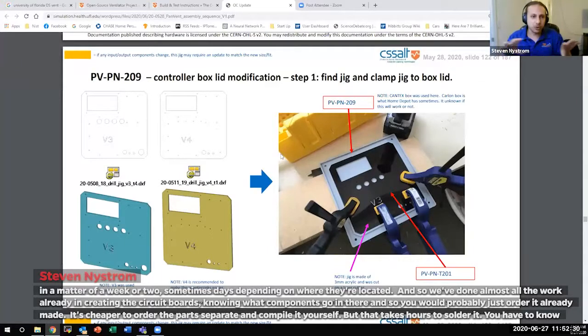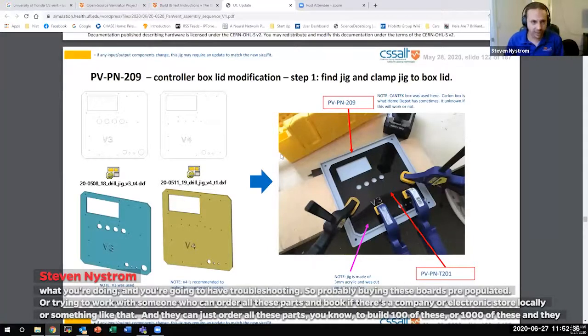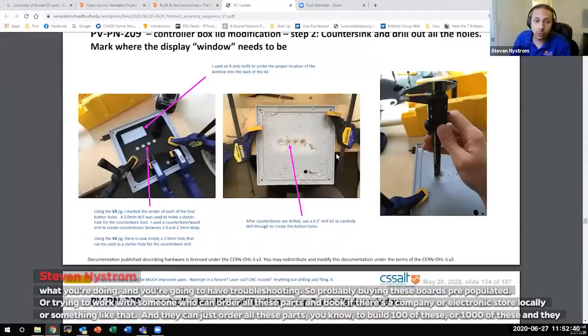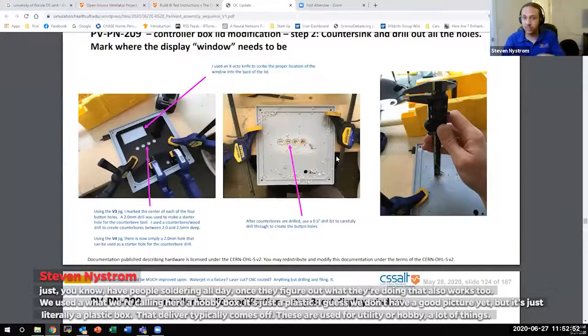It's cheaper to order all the parts separately and compile it yourself, but that takes hours to solder. You have to know what you're doing and you're going to have troubleshooting. So probably buy these boards pre-populated, or try to work with someone who can order all these parts in bulk. If there's a company or electronics store locally that can order all these parts to build 100 or 1,000 of these, and they have people soldering all day once they figure out what they're doing, that also works.